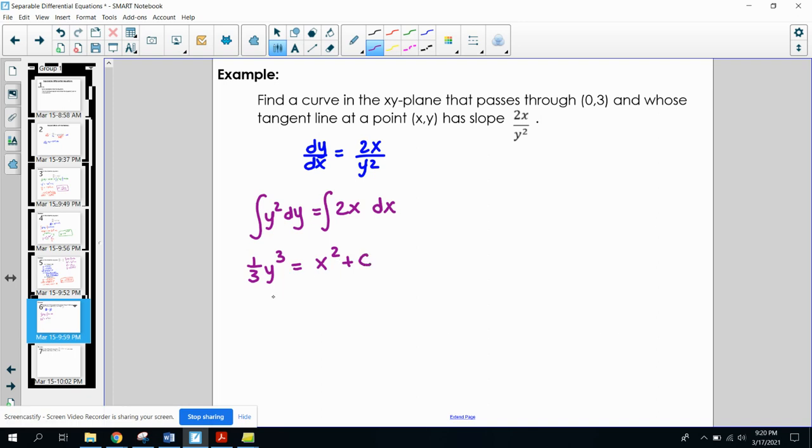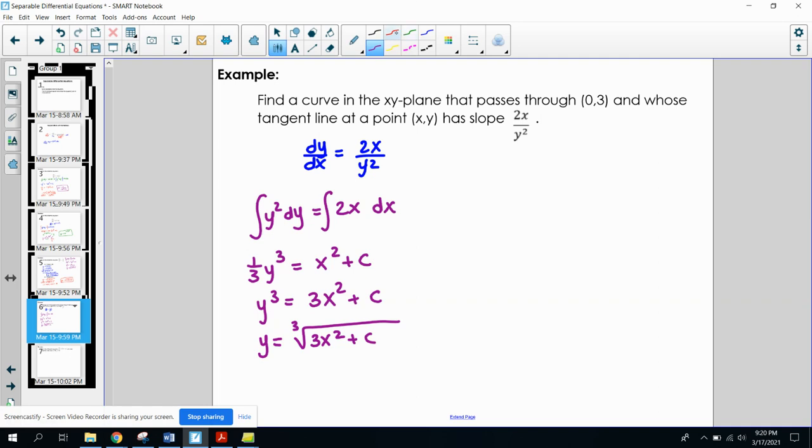I'm going to multiply both sides by 3. So I get y cubed equals 3x squared, and then 3 times c is just going to be c. Then I have to take the cube root. So y equals the cube root of 3x squared plus c. That's my general solution.